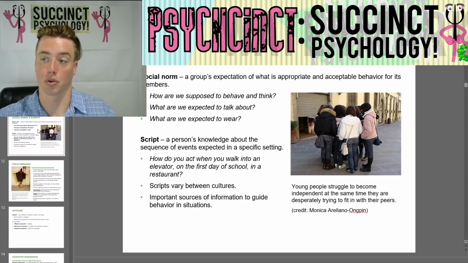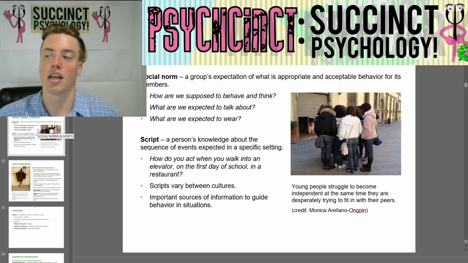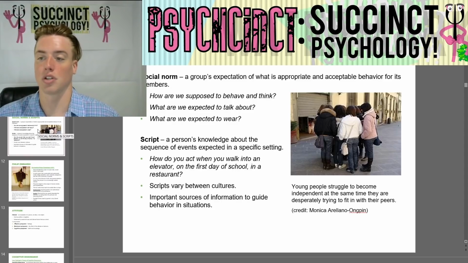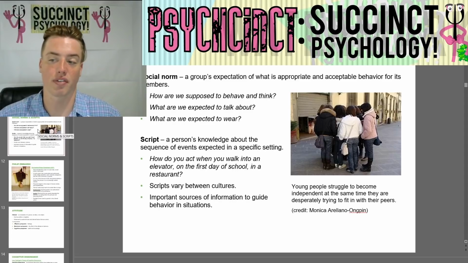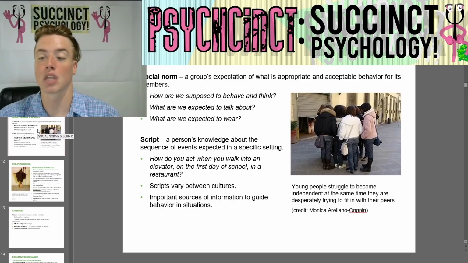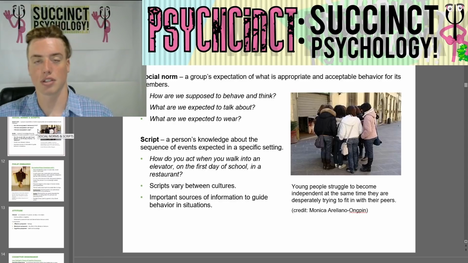Next, we have social norms and scripts. A social norm is a group's expectation of what is appropriate and acceptable behavior for its members. So, how are we supposed to behave and think? What are we supposed to talk about? And what are we expected to wear? A script is a person's knowledge about the sequence of events expected in a specific setting. So, how do you act when you walk into an elevator on the first day of school or in a restaurant? Scripts vary between cultures, and are important sources of information to guide behavior in situations.